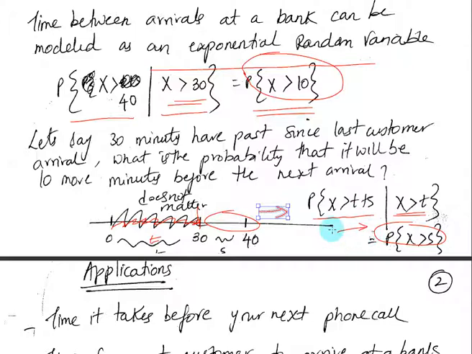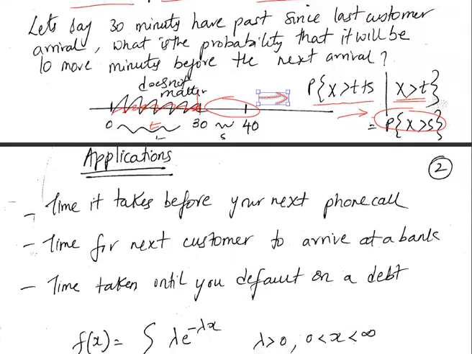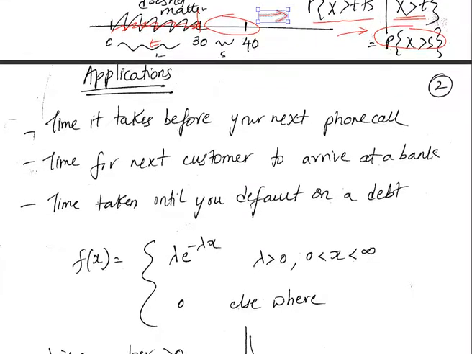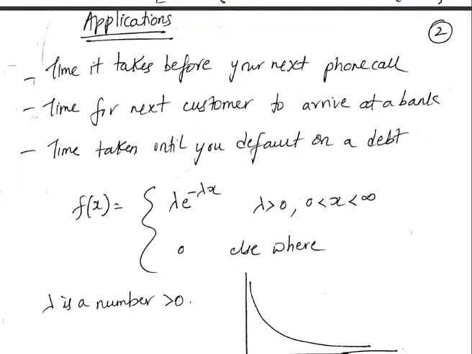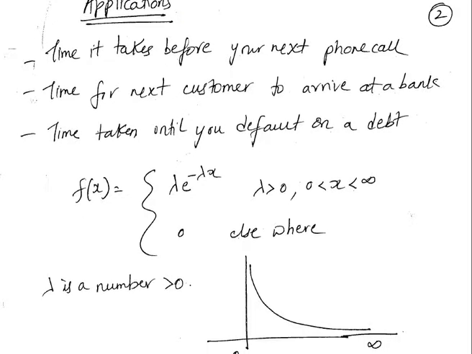Now there are several practical applications for an exponential distribution. Let's take a look at a few of those now. The time it takes for your next phone call. It doesn't matter when you received the last phone call. So the time before your next phone call is from the current moment until however long you want to measure that interval for. Then the time for the next customer to arrive at a bank. Time taken until you default on a debt.